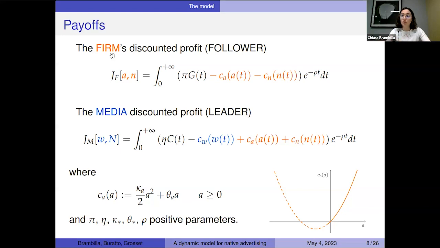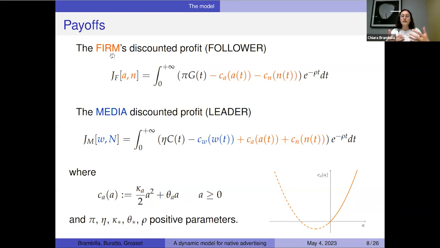So we have that the cost function for the standard advertising A is of course non-negative, convex, invertible, differentiable, and with all the regularity that we may need. Of course, the same structure of the cost function is given for the cost function for native advertising N and for the cost function for the investment for credibility W with different parameters. So KN, KW, theta N and theta W, of course.